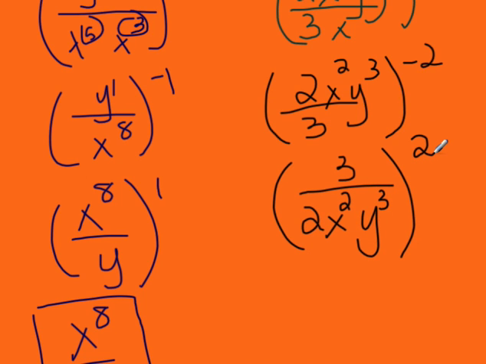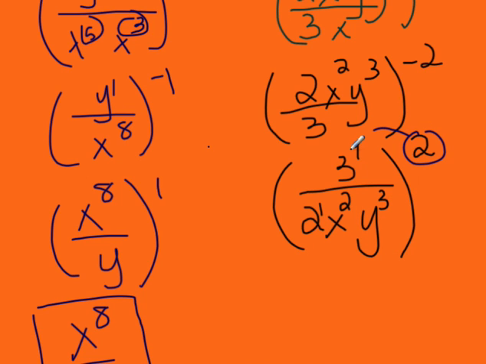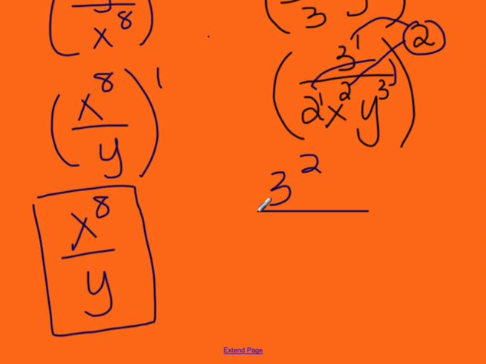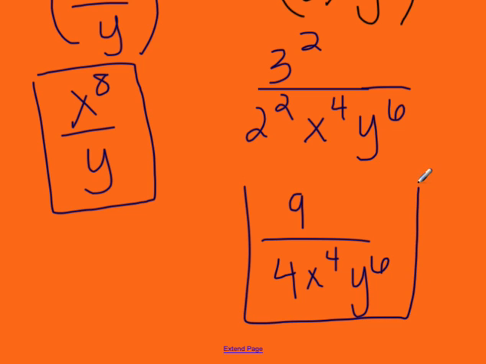Now that's only being raised to the second power. It's not negative. Now remember that 2 has an exponent of 1 and that 3 has an exponent of 1. So now what I'm going to do is take this 2 and distribute it in to each of those exponents. So 3 to the 1 times 2 is 2, divided by 2 to the 1 times 2 is 2, x to the 2 times 2 is 4, y to the 3 times 2 is 6. So now we just need to simplify out our coefficients. 3 times 3, or 3 squared, is 9. 2 squared is 4. And then you have x to the 4th, y to the 6th. So this right here is your final answer for number 12.